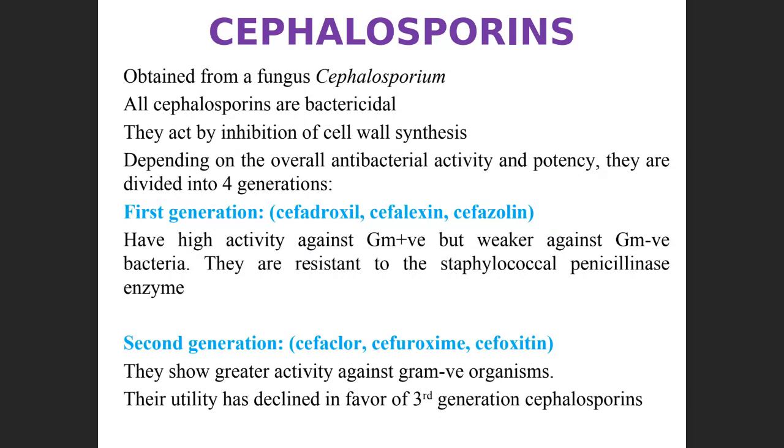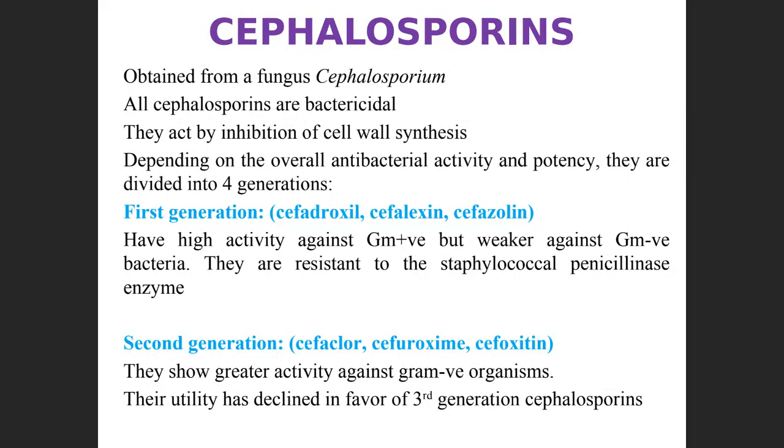That means they kill the bacteria completely, and they act on the cell wall. Where is the mechanism of action? They basically act on the cell wall. Now, depending on the overall antibacterial activity and potency, they are divided into four generations. As I told you, based on how active, how potent and how effective they are, they are divided into four generations: first, second, third, and fourth.